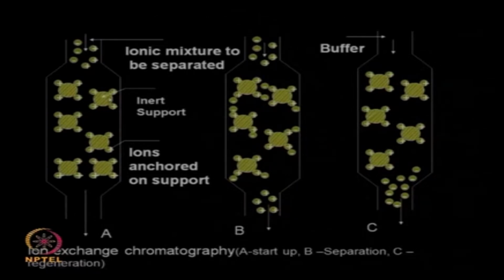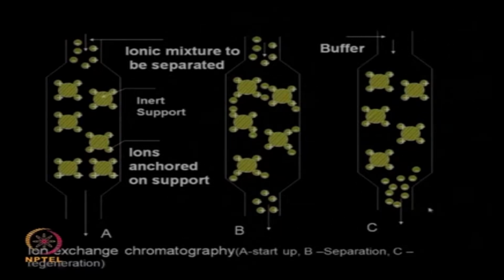We have an inert support. Nowadays they use more of a polymeric based support. You have ions, say in this particular example we are showing positive ions all anchored onto the inert support. Now suppose you are introducing a mixture of cations and anions, what will happen? The negative ions will bind to the positive ions, so the exhaust stream will have only positive ions coming out.